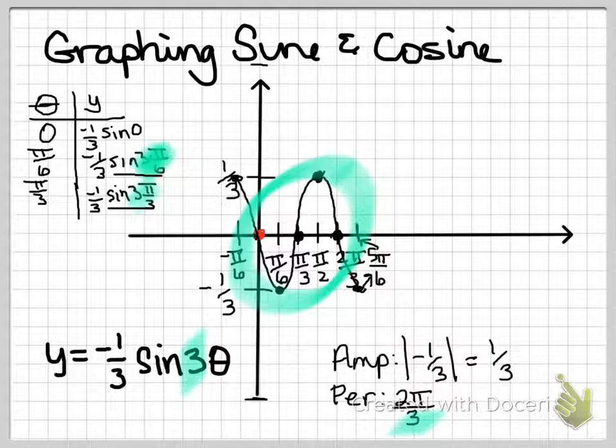It finishes a full cycle by 2 pi over 3. That's pretty small. That's less than pi. So if it's less than pi, you'd want to label it pretty small with pi over 6 instead of using pi over 2 or pi.